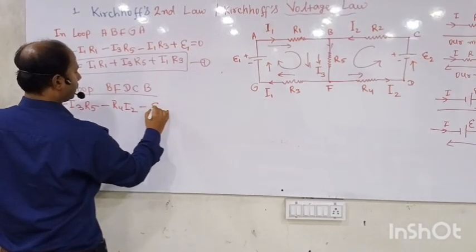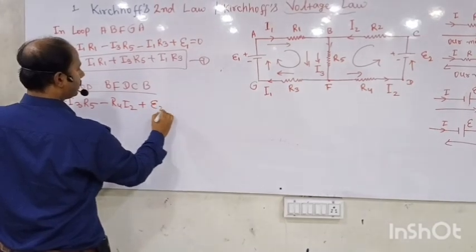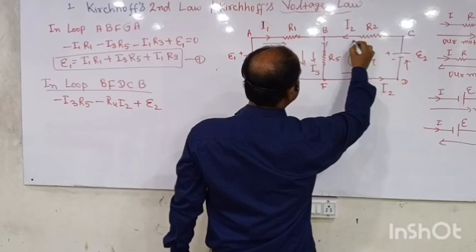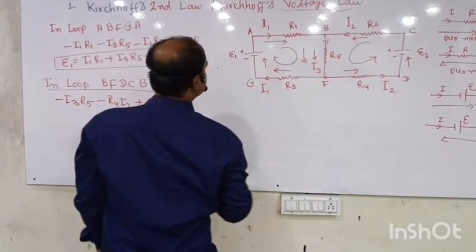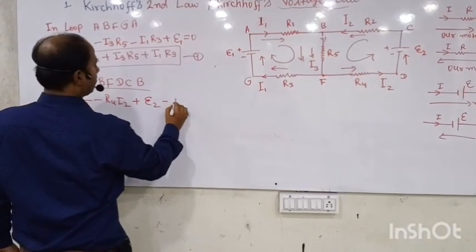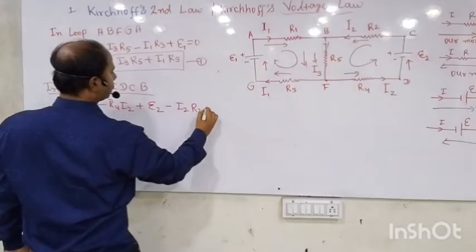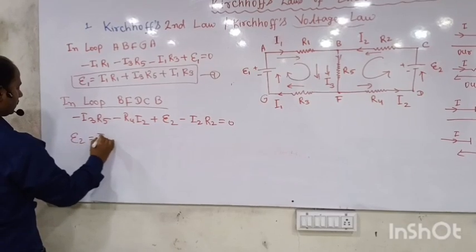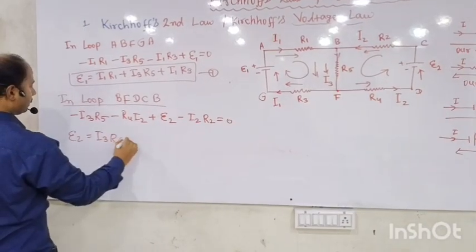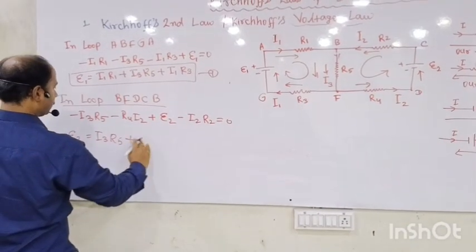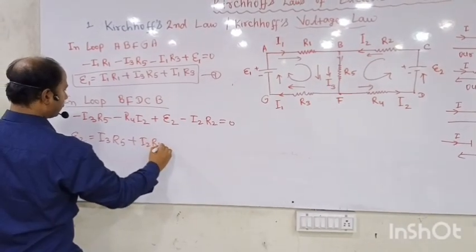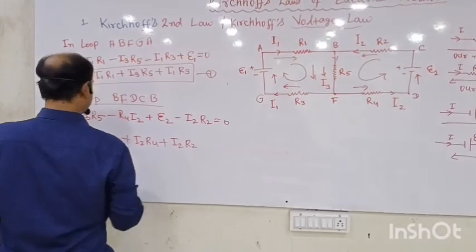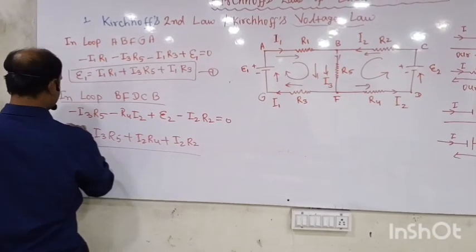So minus, plus E2, and from C to B, we are moving in the same direction as the direction of current. So we have to take here minus I2 R2 equals 0. Therefore, E2 equals I3 R5 plus I2 R4 plus I2 R2. This is our second equation.